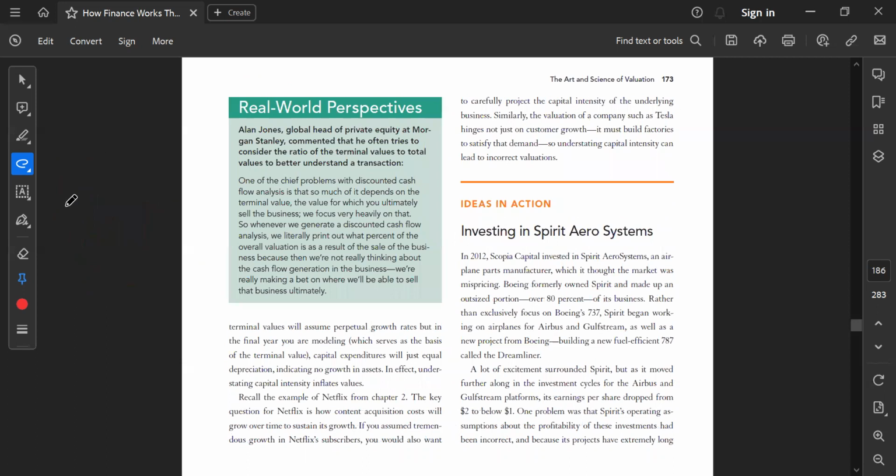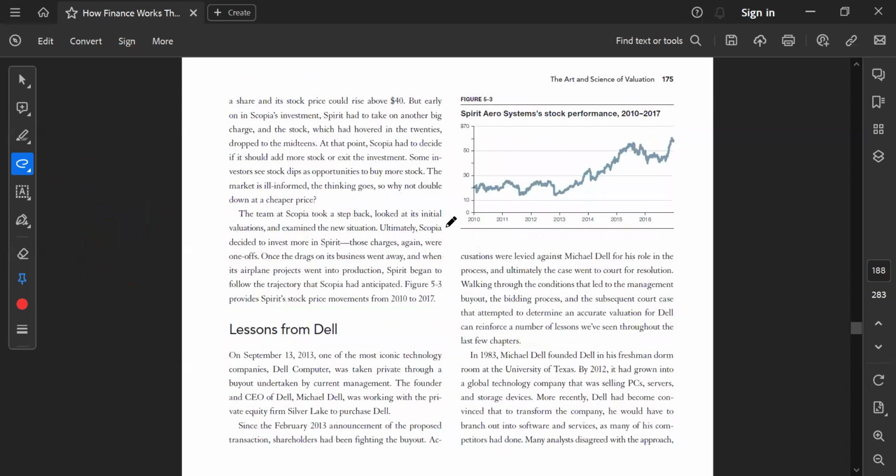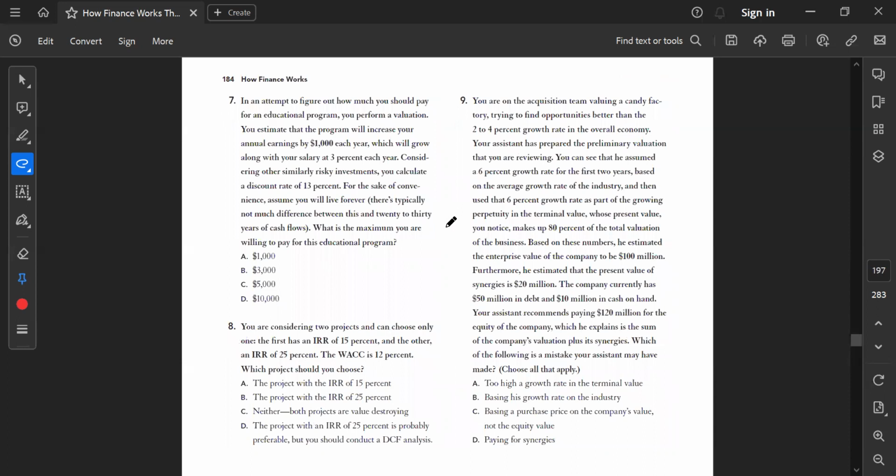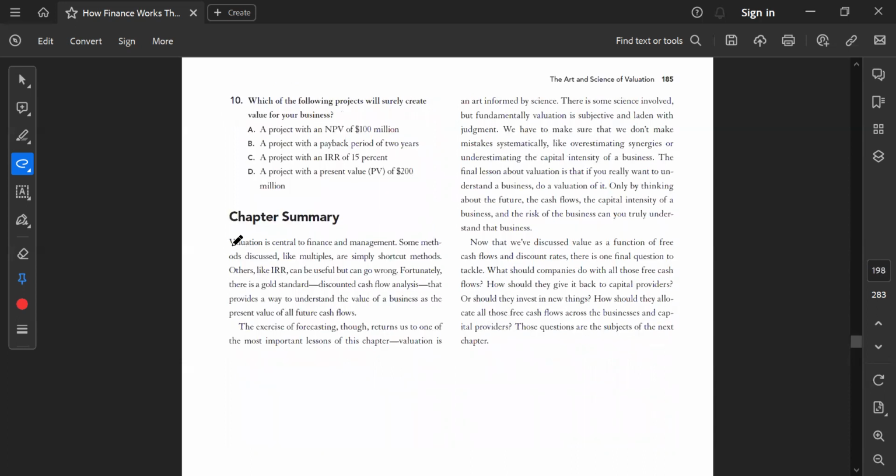Okay, so this is it for the chapter. In the next session, I will give some real life examples. Let's say यहाँ पे investing in spirit arrow system हो गया, या फिर यहाँ पे इतने सारे एग्जाम्पल्स दिए हैं, ये हम नेक्स्ट वीडियो में कवर करेंगे। फिलहाल के लिए हम चैप्टर समरी पे आते हैं। ओके, सो इन द नेक्स्ट वीडियो I will provide you with a detailed note of the summary of this chapter, but for the time being, let's end this video here by summarizing the chapter.